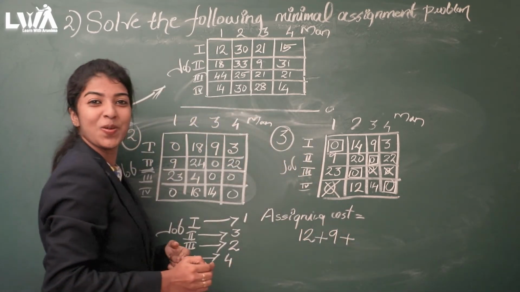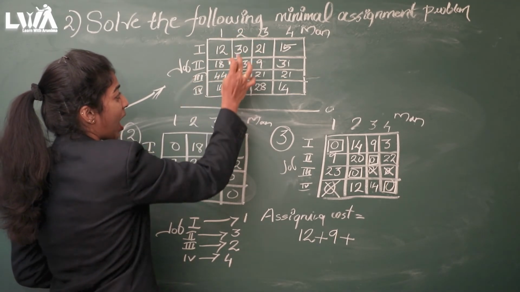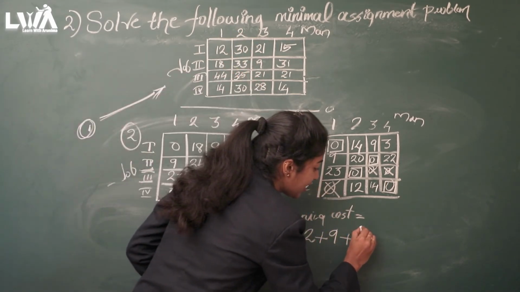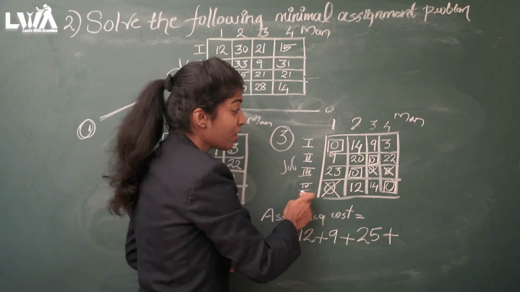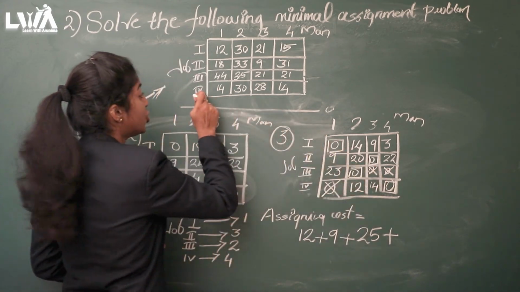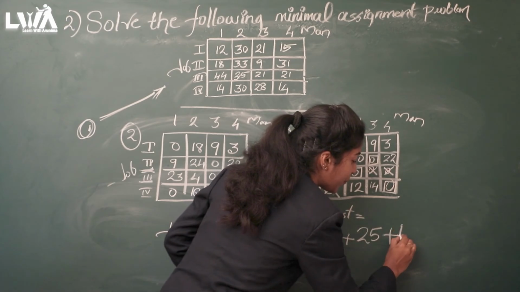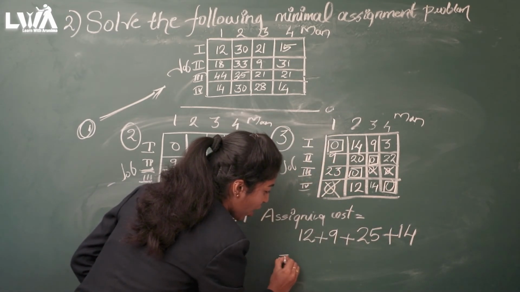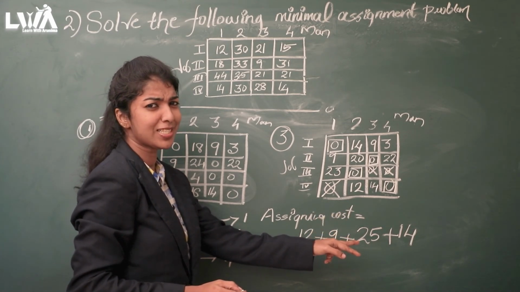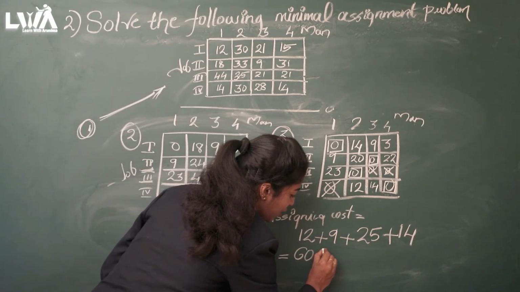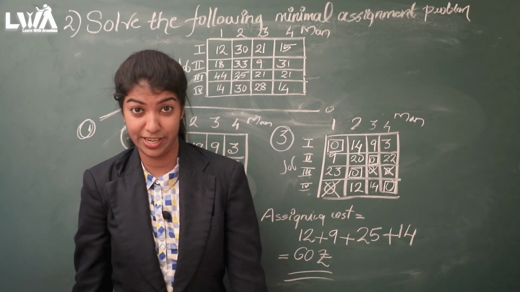9 plus job 3, man 2. Job 3, man 2. It is 25, right? 25 plus job 4, man 4. Job 4, man 4. It is 14, right? 14. So adding all this, 12 plus 9 plus 25 plus 14. What is it? Yes, it is 60 rupees. So the assigning cost is 60 rupees.